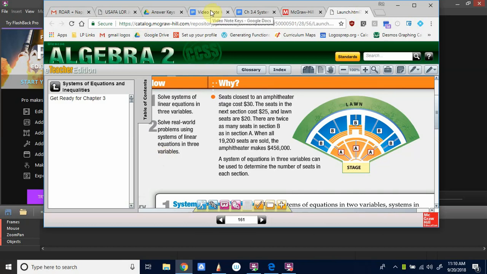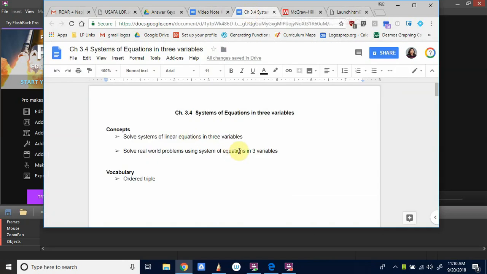Hello, this is video 3.4, Systems of Equations in 3 Variables. Now, we've already done systems of equations with 2 variables. So in this section, we're going to solve systems of linear equations, which are just straight lines, in 3 variables, and we're going to solve real-world problems using systems of equations in 3 variables.